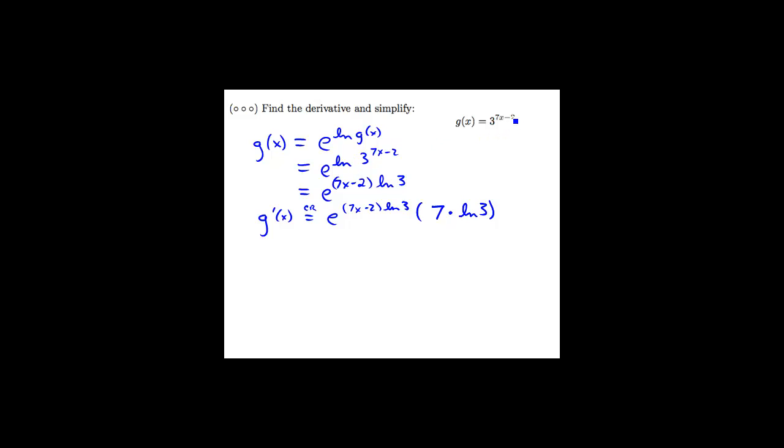its original form given in the problem. So e to the 7x minus 2 natural log 3 can now be rewritten as 3 to the 7x minus 2, and then we multiply by 7 natural log 3, which again is just a number. And that would be the simplified form of the derivative of g.